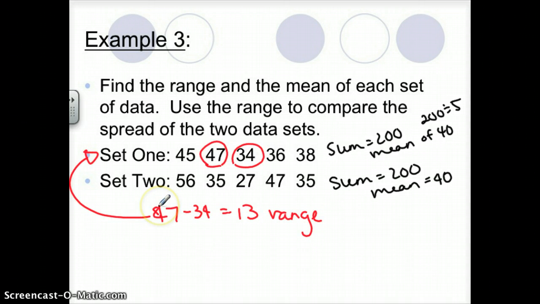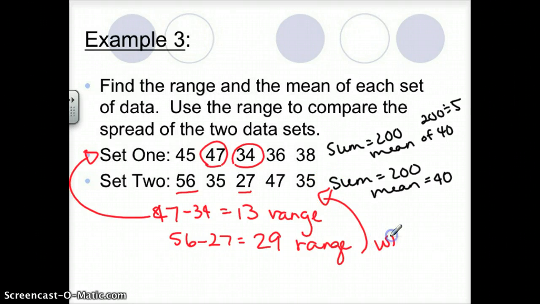For set 2, it looks like my smallest number here is 27 and my biggest number is 56. So here I'm going to do 56 minus 27, and it looks like I have a 29 for my range. So what you could say about the ranges here is the second set has a large range. It's widely spread. And the first one is more narrow. It's more close together.